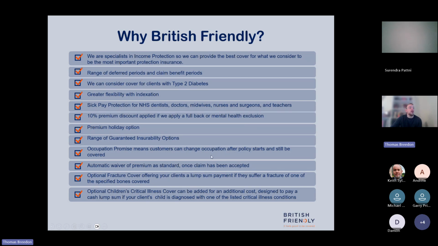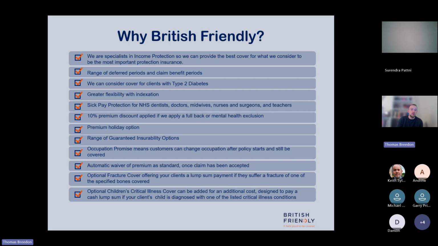We've also got an occupation promise in our policy. So obviously that means, for example, let's say your client's an office worker and they take a policy out with us as an office worker, then get that covered and the policy goes live under that occupation. Then 2 years later, 3 years later, they decide actually I want to become a police officer. Police officer is not something we would cover from the outset of the policy. We would decline the occupation.